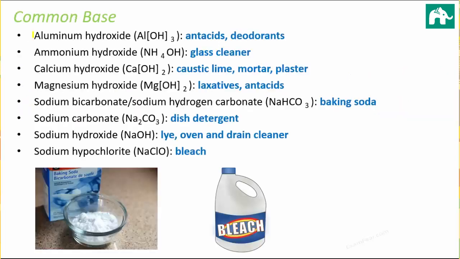List some of the common bases which are present in things around us, starting from antacids to deodorants to glass cleaner to the plaster of Paris, laxatives, or even if you talk about very common things which we normally use for baking, like baking soda or dish detergent or drain cleaner or even bleach. So these are names of some of those common bases, and I think it will be good if you know these names, like which are the bases present in each of these things around us.